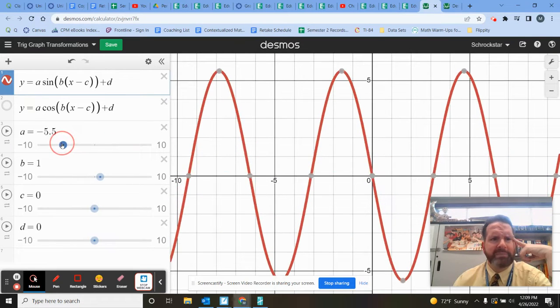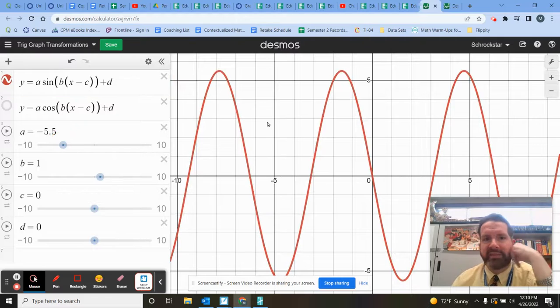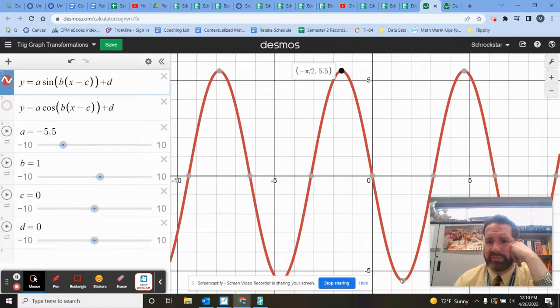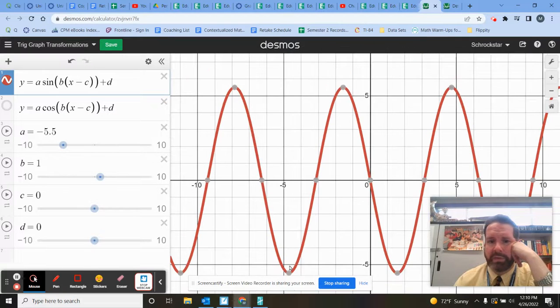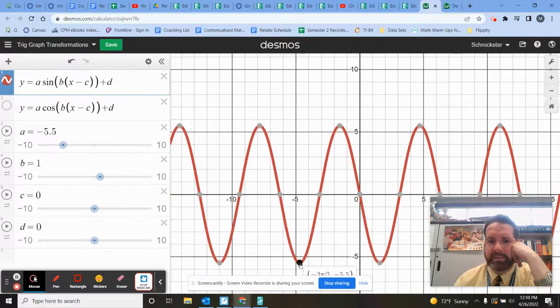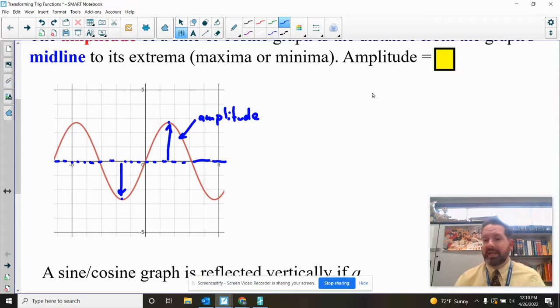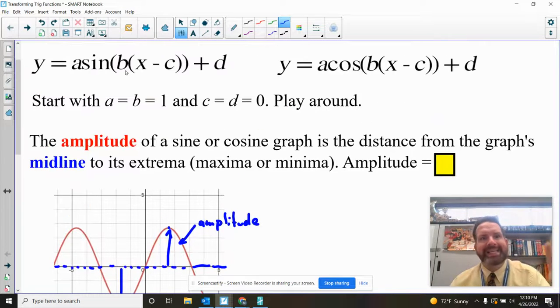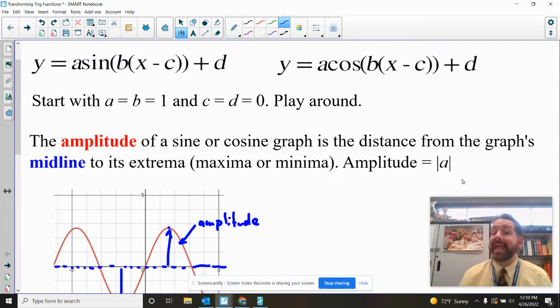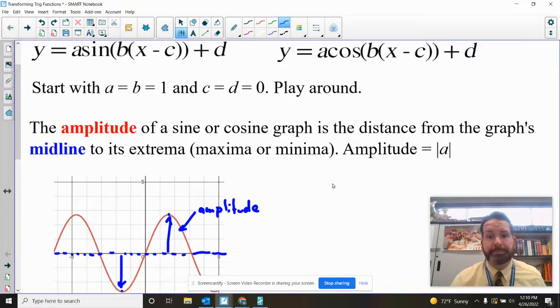Let's go down here. Let's make A something negative. How about like negative 5.5? Take a look at my graph. It goes up to a height of 5.5, down to a low of negative 5.5. So once again, this A value is showing up. And it really is that simple. The amplitude of your graph isn't A, but it's rather the absolute value of A. We put the absolute values in because A can be negative, but amplitude is always a positive number.